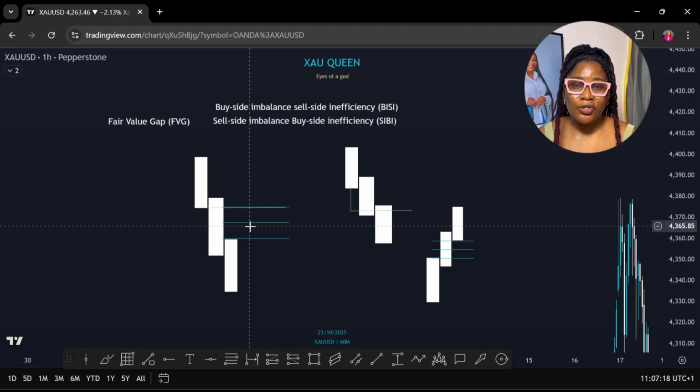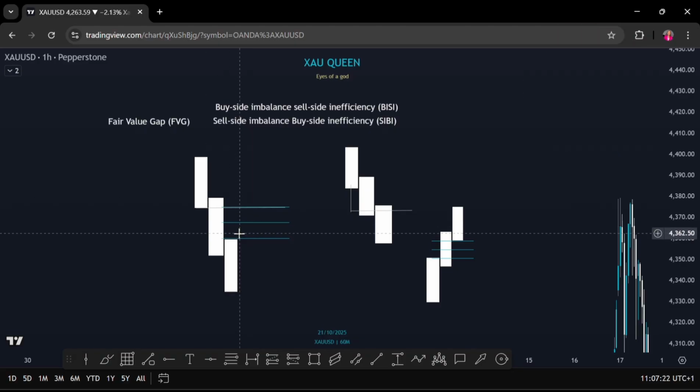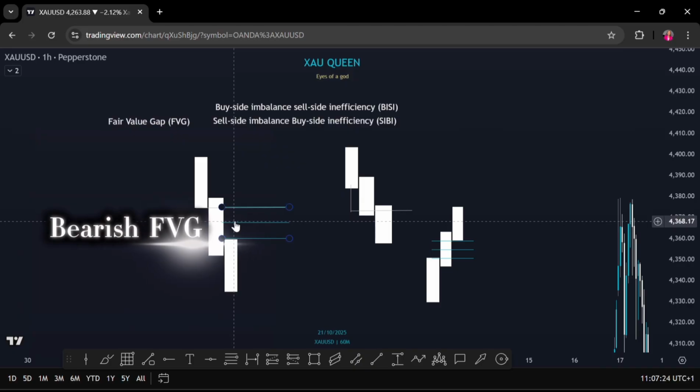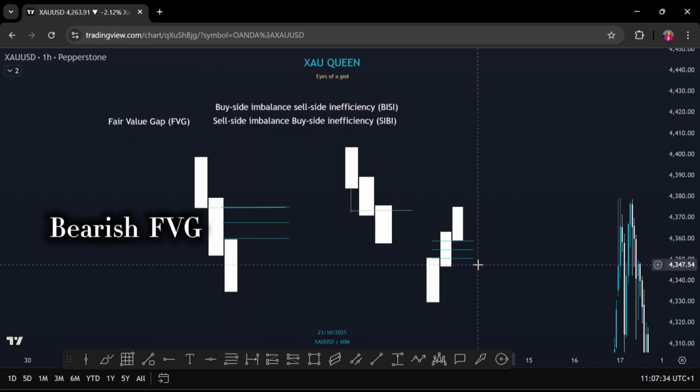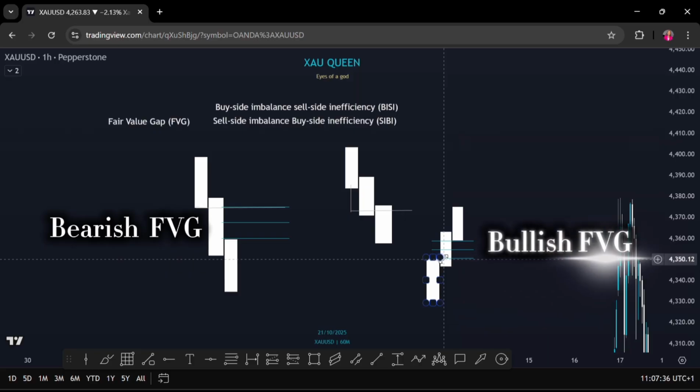In all, don't stress yourself with BISI or SIBI. Just know that this is a bearish fair value gap, or a SIBI. It takes place when we are in a downtrend. So don't confuse yourself with SIBI, just call it a bearish fair value gap. And this is a bullish fair value gap. It happens when the market is buying. So if you're confusing yourself with BISI, just call it a bullish fair value gap. Don't complicate things for yourself.